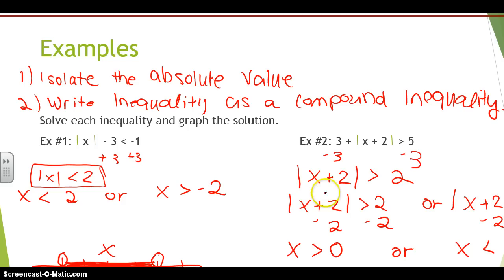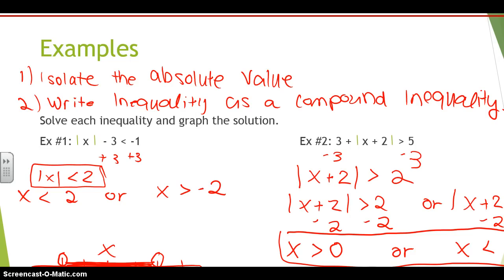So I isolated the absolute value. We set it up as two compound inequality situations by just reversing the inequality sign and making the second number become a negative 2. So here's my compound inequality. x is greater than 0, or x is less than negative 4.